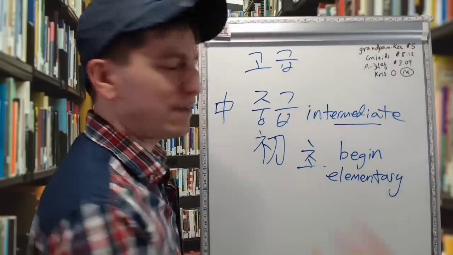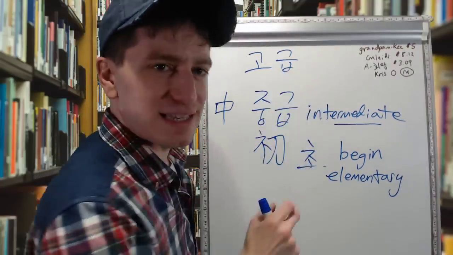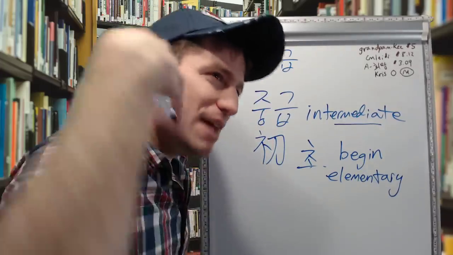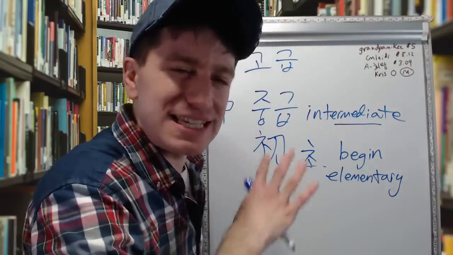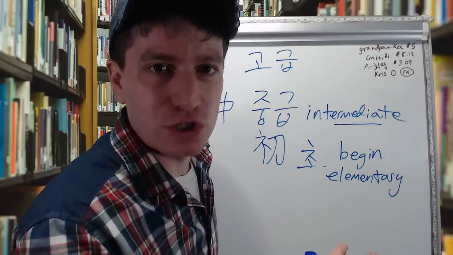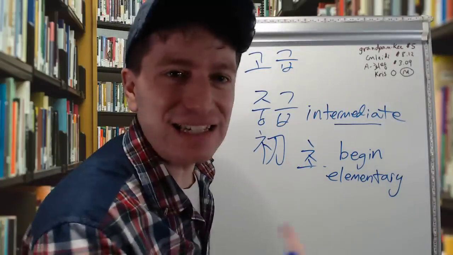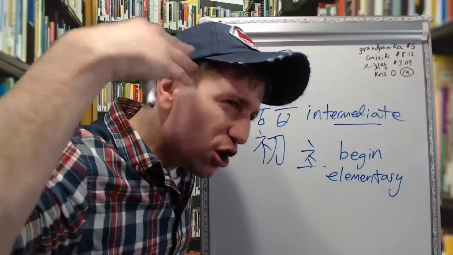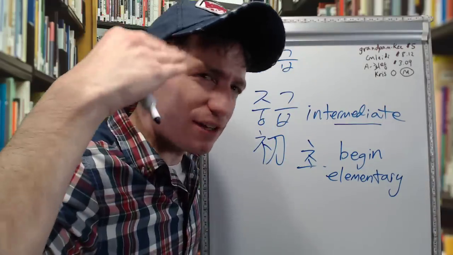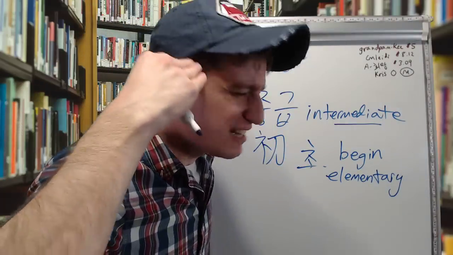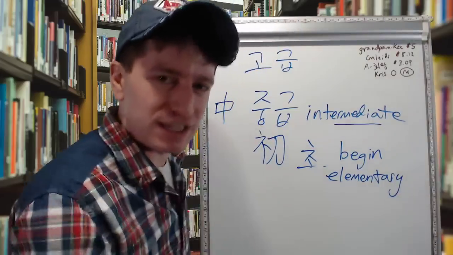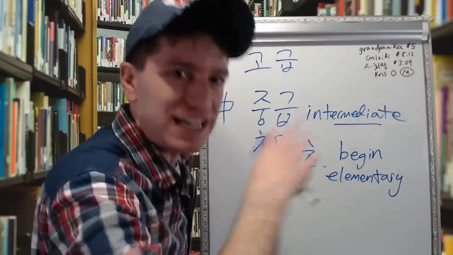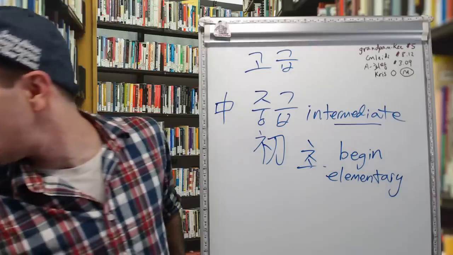Now, you only have to memorize 급 once, and if you memorize 고, 중, and 초 separately, you can make these words, or at the very least it helps you remember the words for the future. So you're not going to accidentally say 중급 when you meant to say 고급, because at least you'll know that 중 means middle. It really helps you memorize words because you'll have more ways to associate each word with another one.